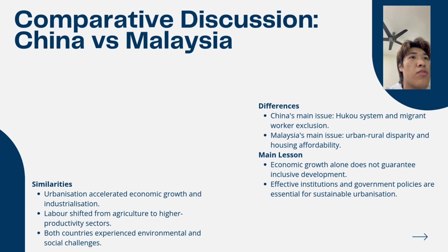However, both countries also face significant challenges. In China, the hukou system limits migrant workers' access to public services. In Malaysia, rural disparities and housing affordability become major concerns. Environmental pressure was also present in both countries. Both governments introduced policy reforms. China implements the National New Urbanization Plan, while Malaysia introduced the National Urbanisation Policy and National Physical Plan 2040.